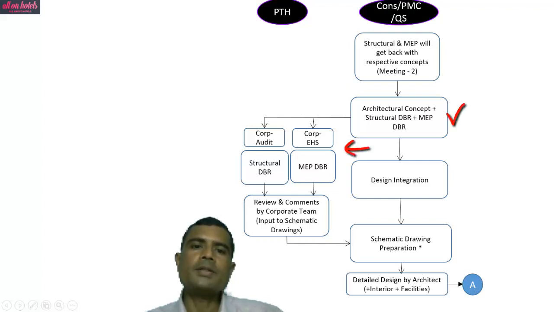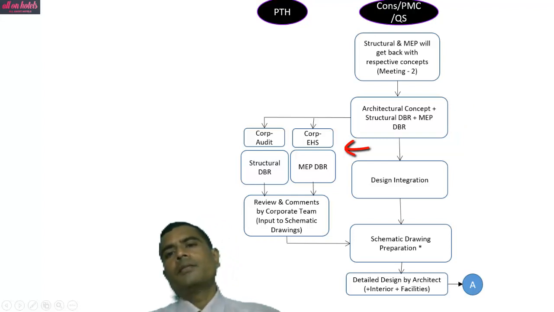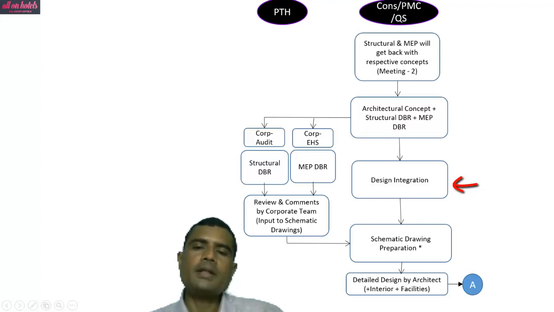These design brief reports are sent to the corporate audit team and EHS team. They study it, review it and put comments on that. Then these design brief reports are studied and sent back. Design integration is done, like structural and MEP. Schematic drawings preparation is done. Detailed design by the architect, interior, and facilities is done.